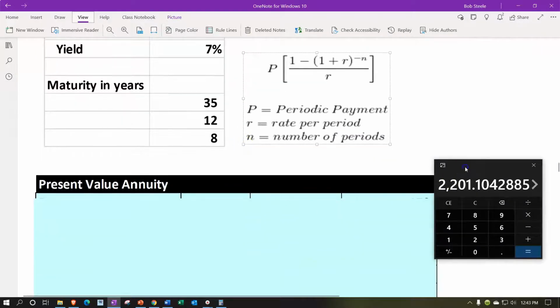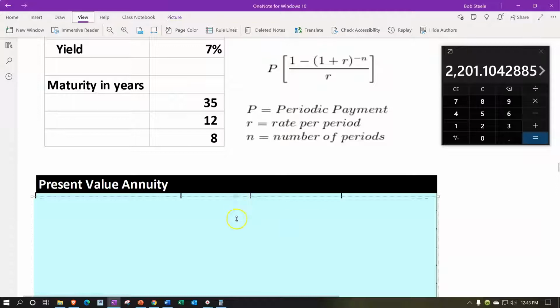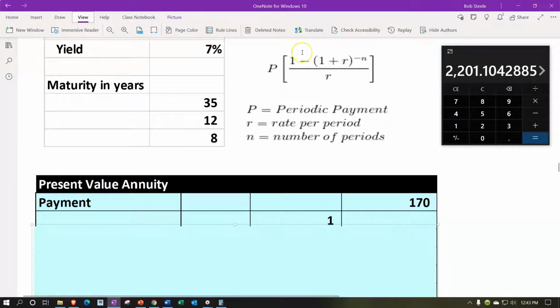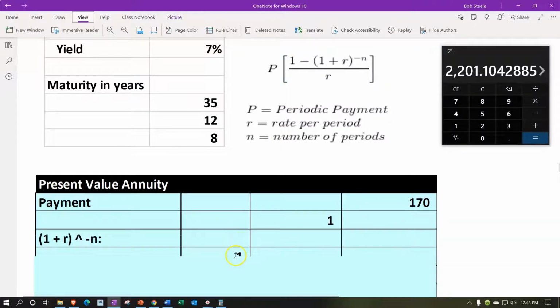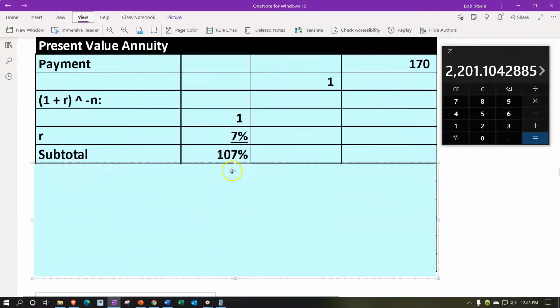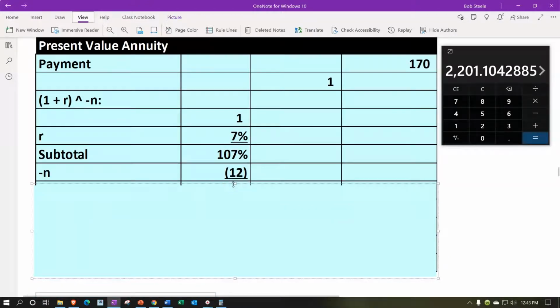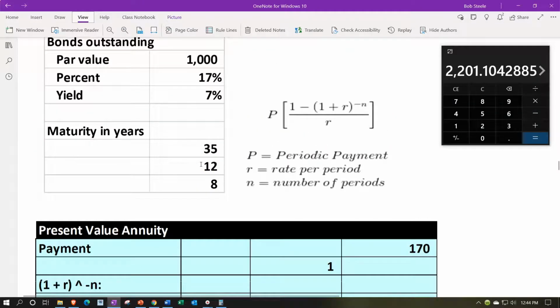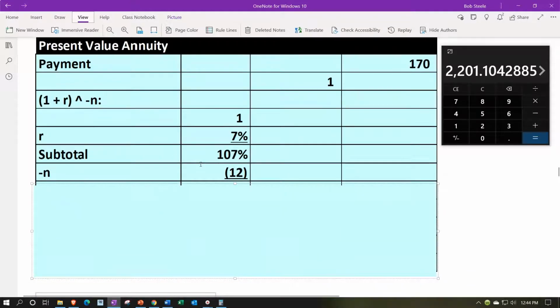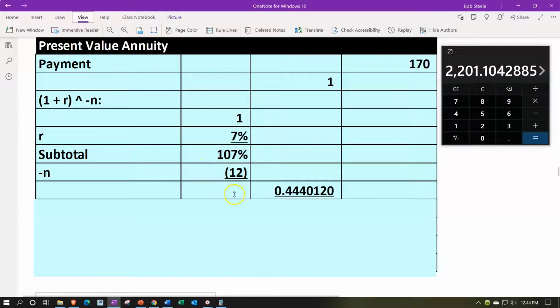Let's plug this into then our table down below. We're going to say that we have then the 170 outside. That's going to be the 1,000 times the 17%. Working on the numerator now. 1 minus 1 plus R to the N, or negative N. There's the 1. 1 plus R, 7% market rate. That gives us 107%. Then we take that to the number of periods. Here's the change. Here's the new thing. Here's the difference that's happening. 12 years instead of the 35 that we had last time. So then we're going to take the 107% to the 12 years, power of 12.